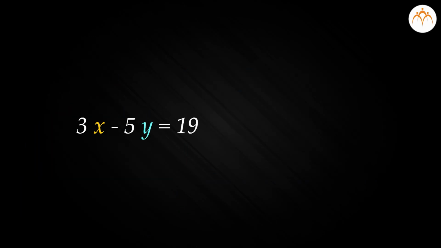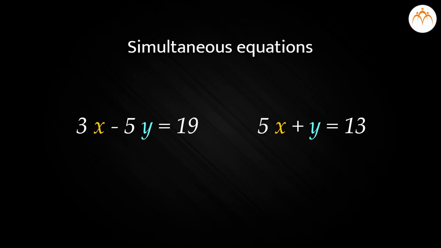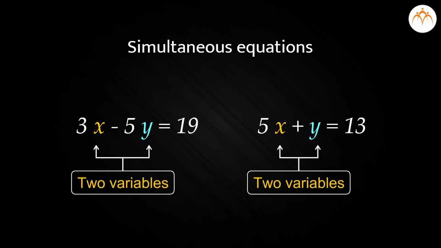3x minus 5y is equal to 19 and 5x plus y is equal to 30. In these simultaneous equations, there are two variables x and y. We need to find out values of x and y such that it satisfies both the equations. That is, we need to solve these two equations simultaneously. But how to solve these?